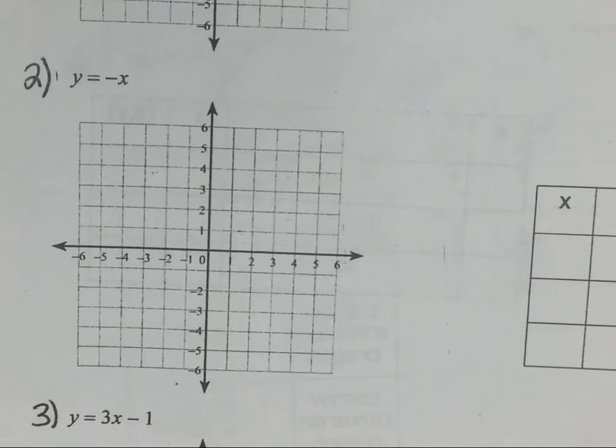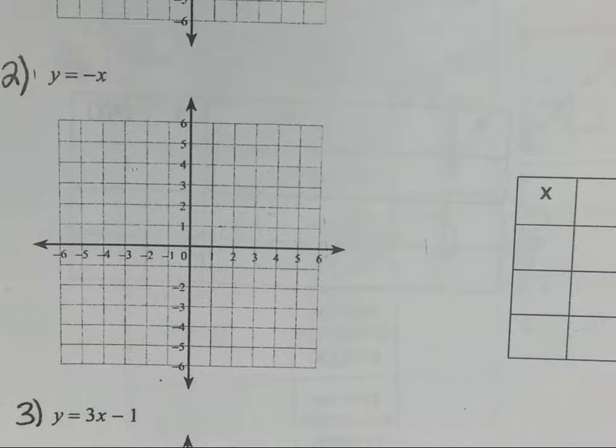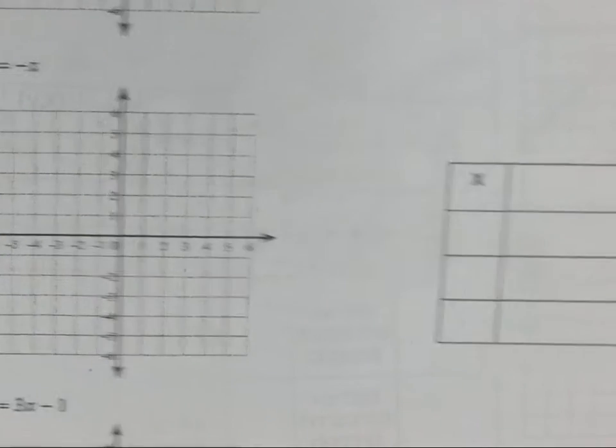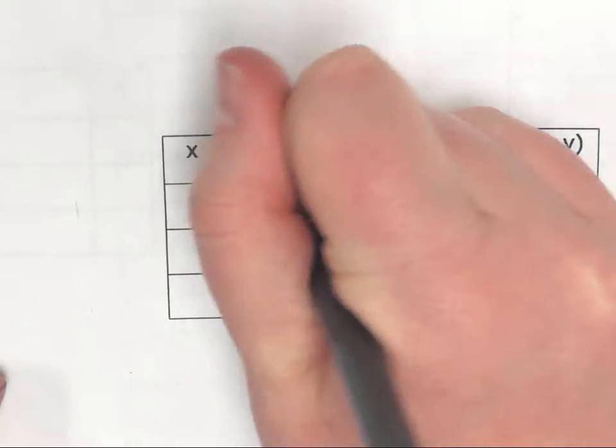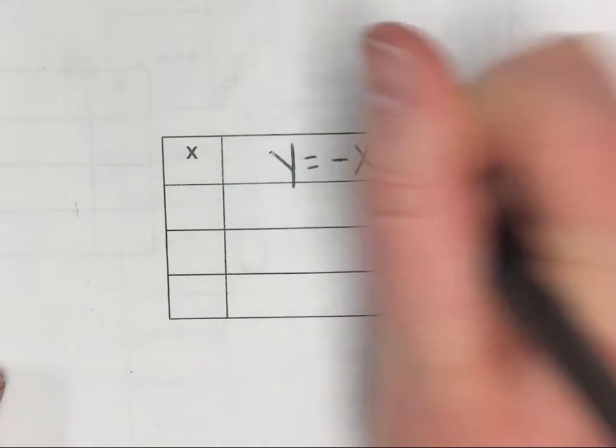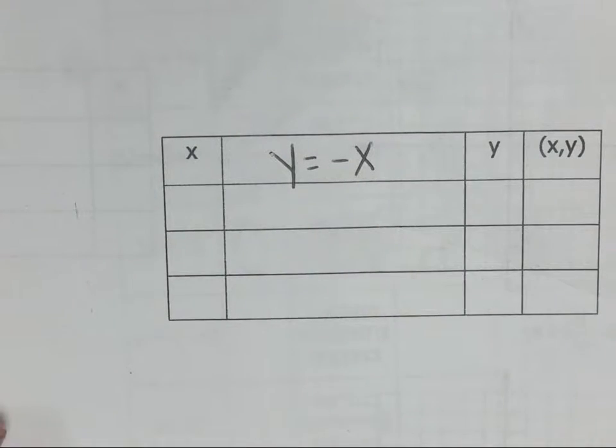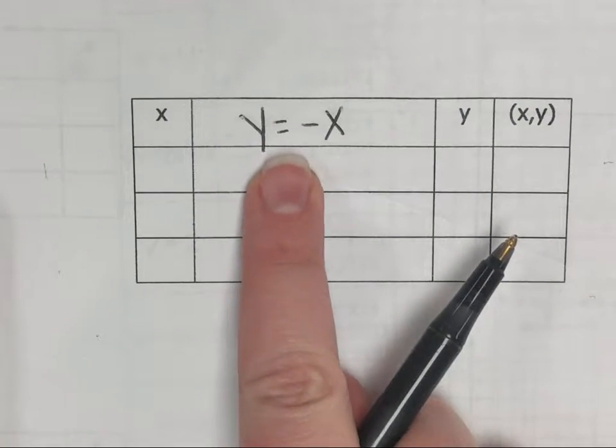Okay, so number 2 on this page is y is equal to negative x. In order to graph this line, instead of finding our slope, instead of finding our y-intercept, we're going to make a table of values, okay? So first thing I'm going to do is in this table, right here in this box, I'm going to write our equation. Y equals negative x. Y is equal to negative x.